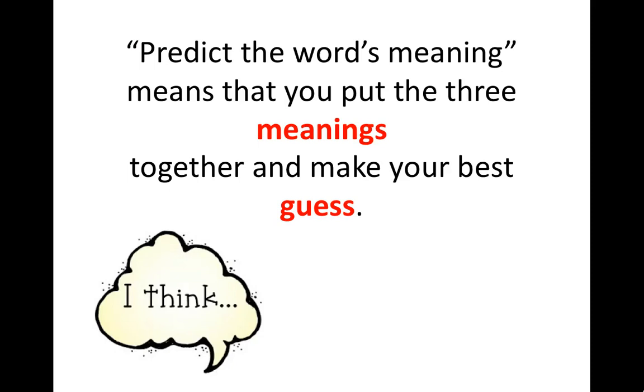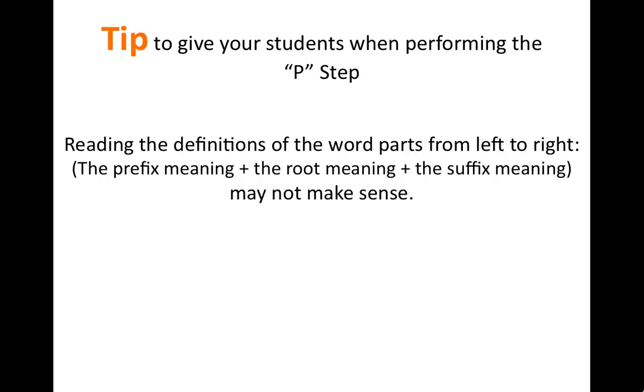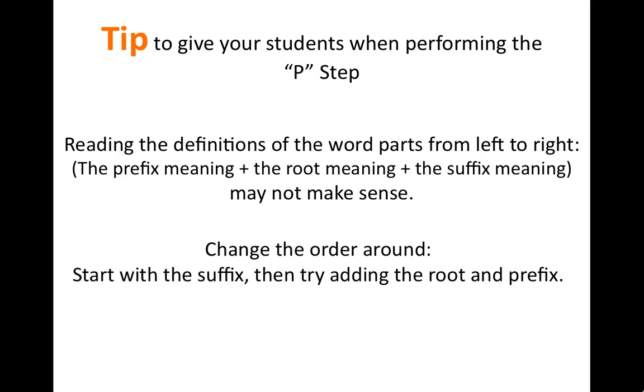The P step calls for students to predict the meaning of the new word by putting together the meanings of all of the word parts. The students will make their best guess regarding the meaning of the new word. Here is a tip to give your students when performing the P step. Reading the definitions of the word parts from left to right, which would be the prefix meaning plus the root meaning plus the suffix meaning, may not make sense. It may be a good idea to change the order around and start with the suffix meaning, then the root meaning, and the prefix meaning. Play around with the definitions and arrange them in the order that makes the most sense.